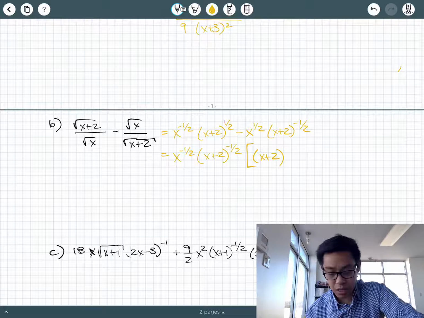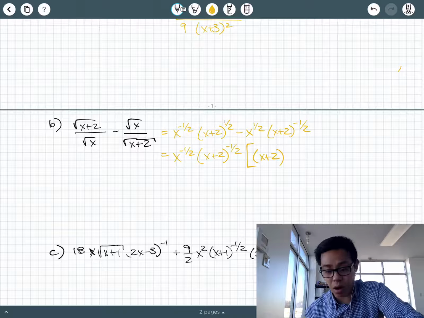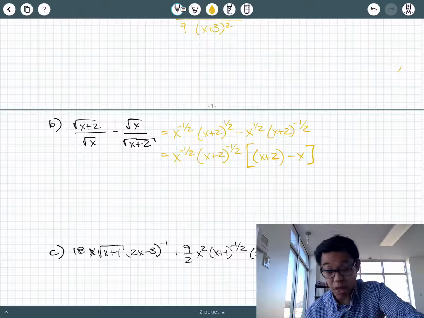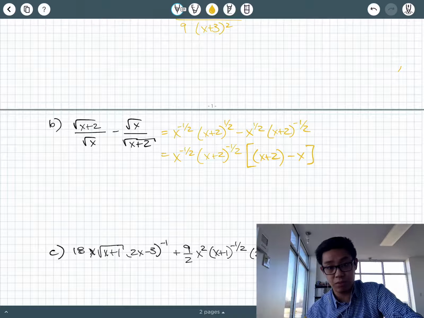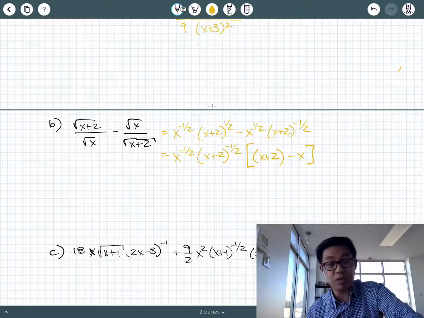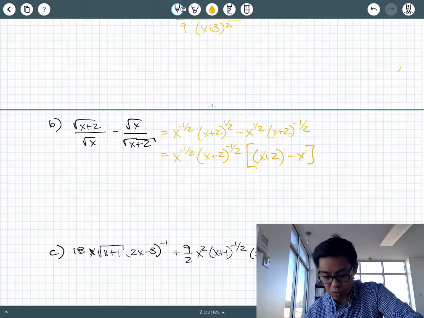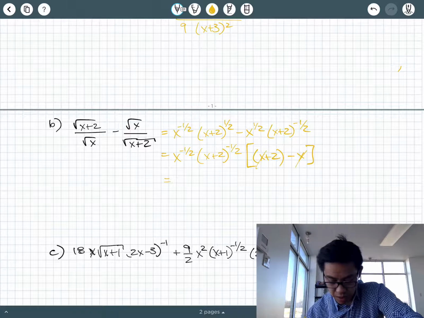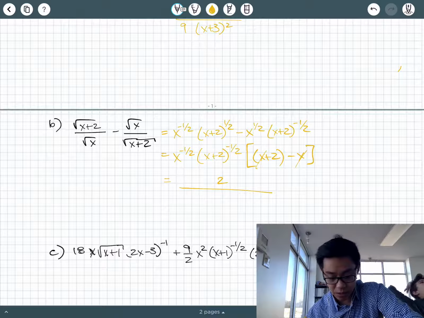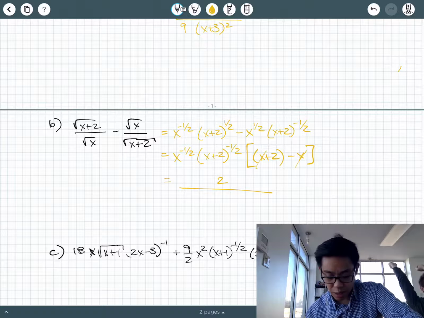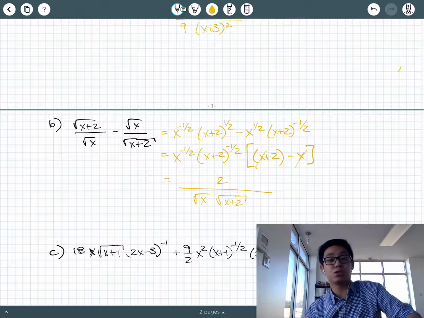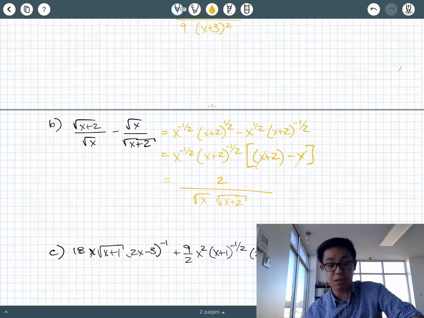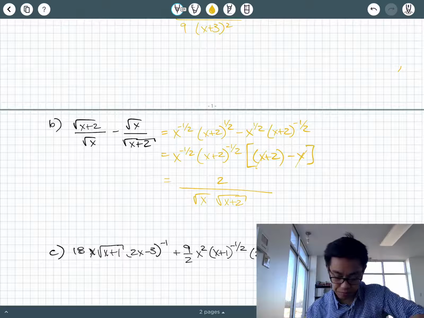Then, from the second term, you do the same thing. The x plus 2 is gone, but you get minus x, because again, 1/2 minus negative 1/2 is the same as 1/2 plus 1/2, which is 1 whole. We can simplify within the square bracket, and you can see that the x's will cancel out, leaving us with a 2. So the final answer on this is 2 over, because the 2 still stays up top, and you get root x on the bottom and root x plus 2. Those should both move to the bottom because they both have negative exponents.